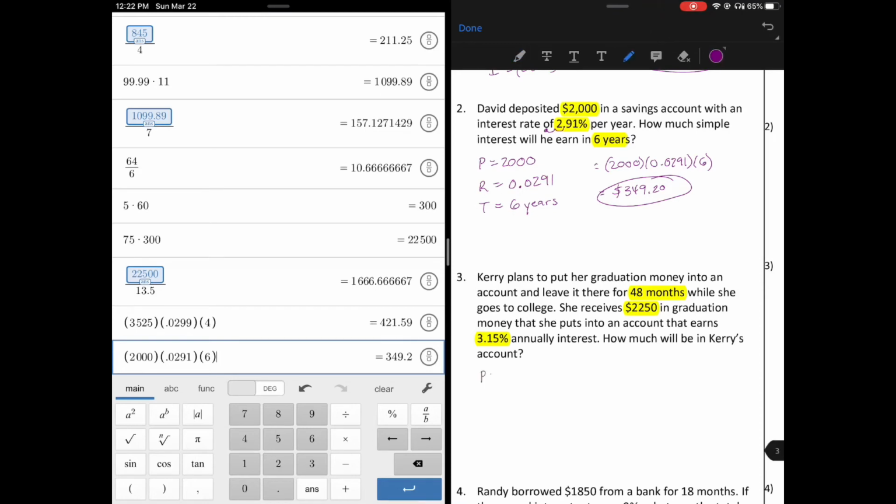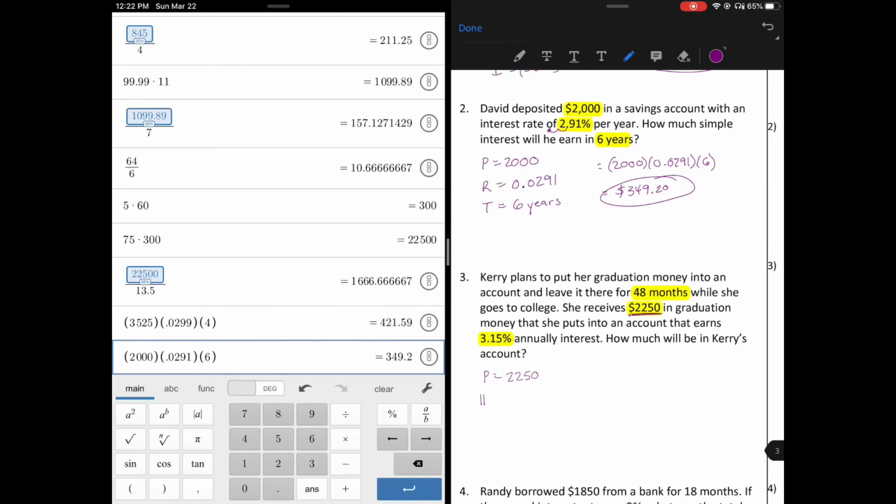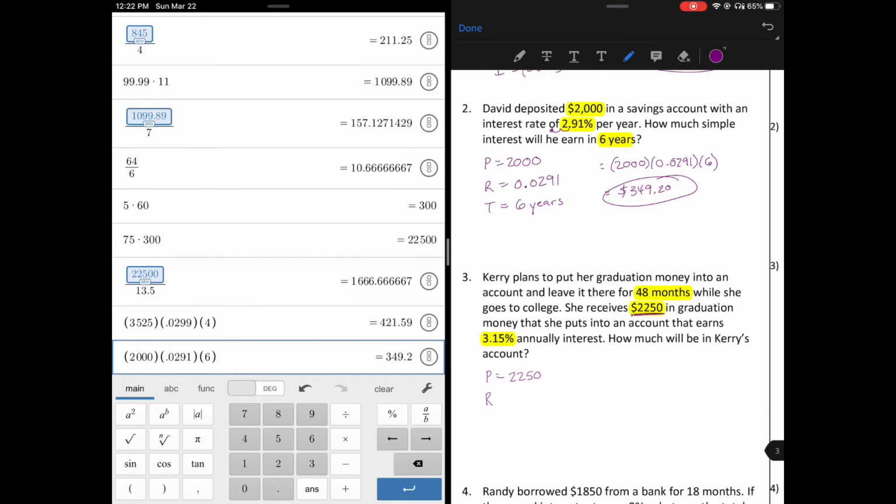So we have our principal, which is the starting amount, our rate, which we want to change into a decimal, and then our time, which it gives us in months. We want it in years, so we need to divide by how many months are in the year, and 48 divided by 12 will give us 4 years. So then we just need to multiply those numbers together, and that will give us the amount of interest.